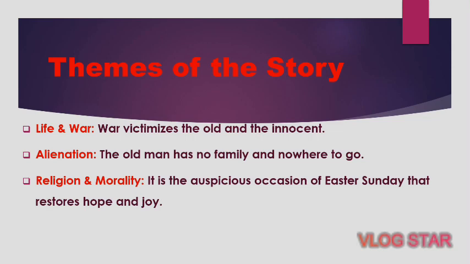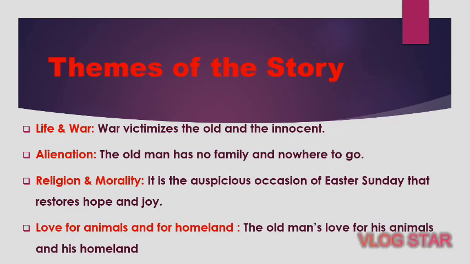So a kind of morality was there. It was a morality from a human being, a feeling of a human being for another human being. So religion and morality are two other important themes of the story. And the fourth one we need to know here is love for animals and for homeland.